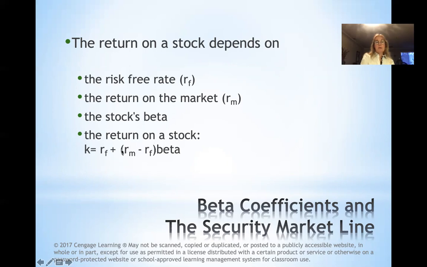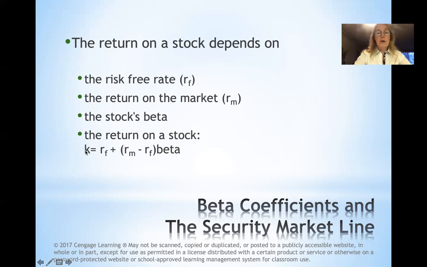So let's just think about this example. So the return on the market is 8%. If we put that through this formula, it's going to come out to be 8%. 8% minus 3% is 5%, times a beta, market beta of 1, equals 5%, plus 3 is 8%. So the market has a required return of 8%.